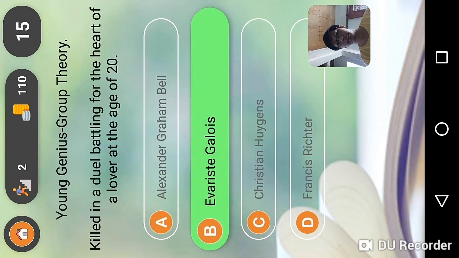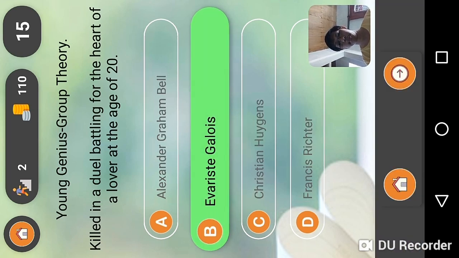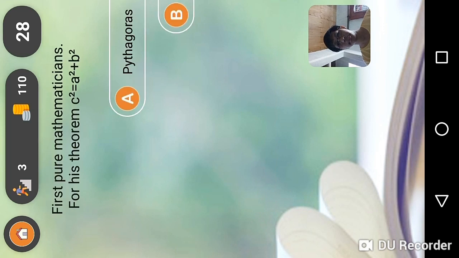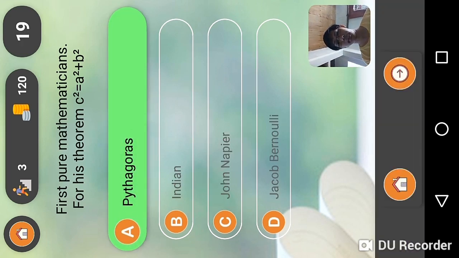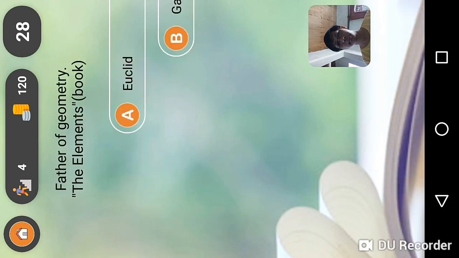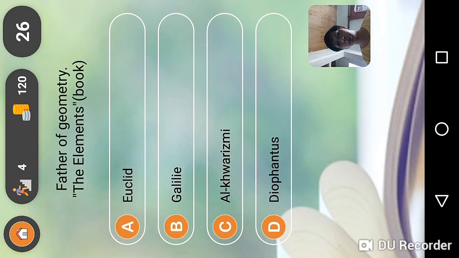Ibareste. First pure mathematicians for his theorem c squared equals a squared plus b squared. Pythagoras. Father of geometry, the elements. Kay ano to? Euclid.